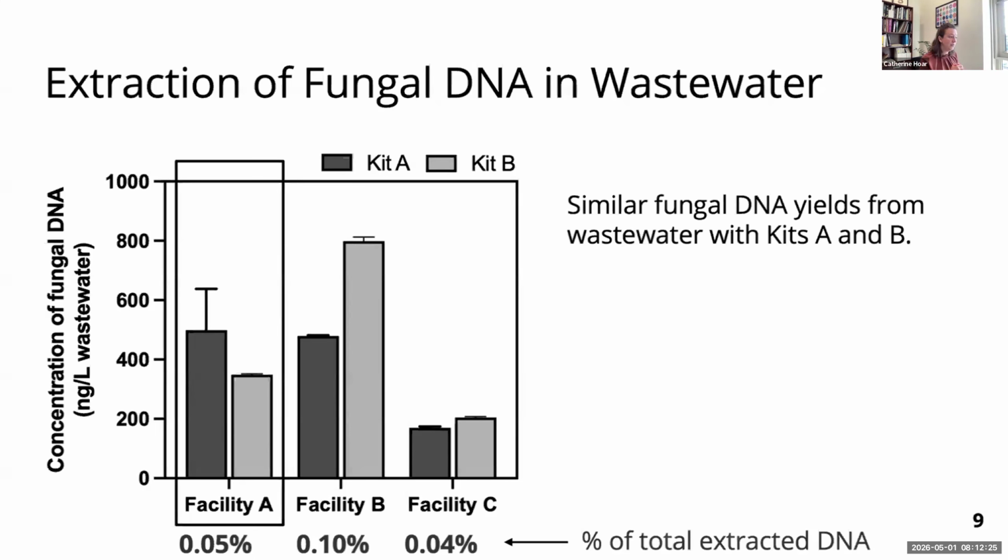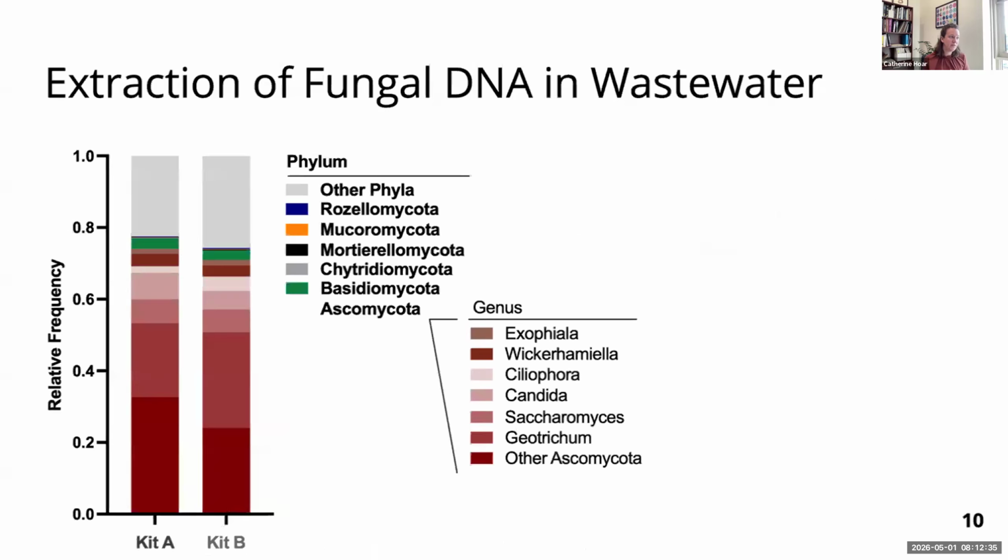So then we also wanted to see how extraction kits might impact the makeup of the communities that we are able to retrieve from these samples. So we did ITS sequencing, ITS2 sequencing on the same sample using DNA extracted from kits A and B, again, those 2 high-performing kits.